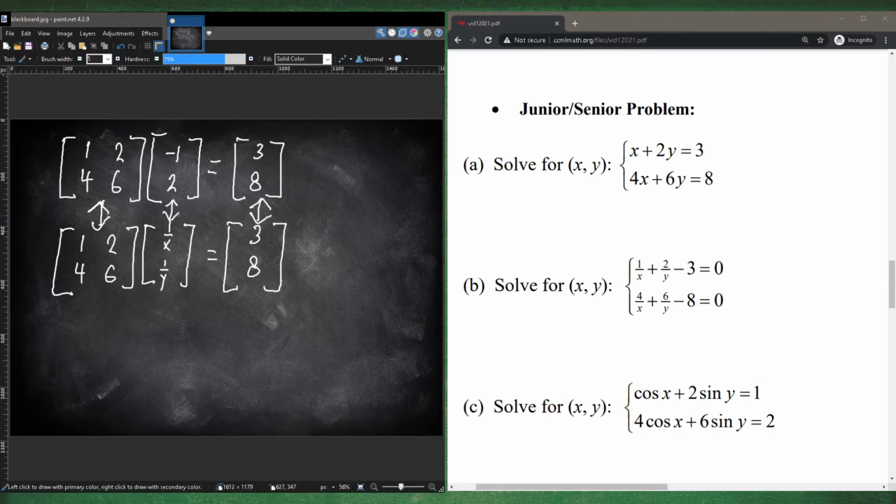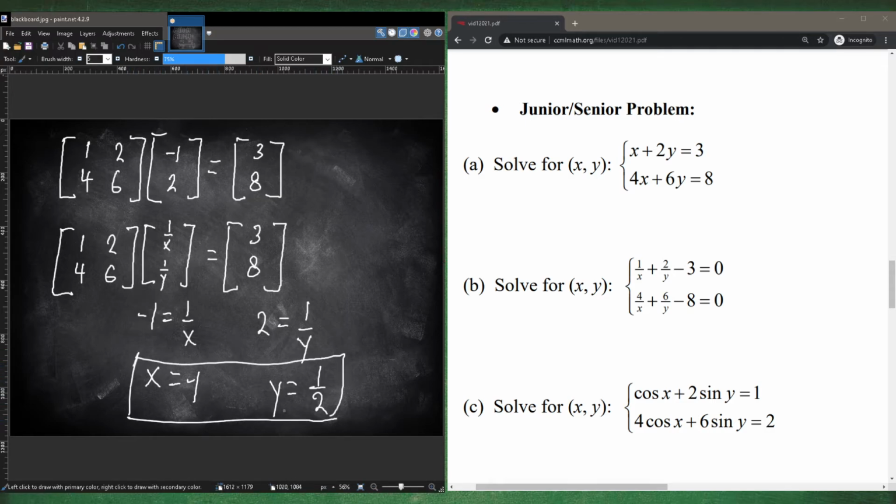This is the same as this. So that means we would just set this one equal to this. So we have negative 1 is equal to 1 over x, and 2 equals 1 over y. That means x equals -1, and that means y is equal to 2. I mean, y is equal to 1/2. And that's all. So that is your answer for number B, -1 and 1/2.